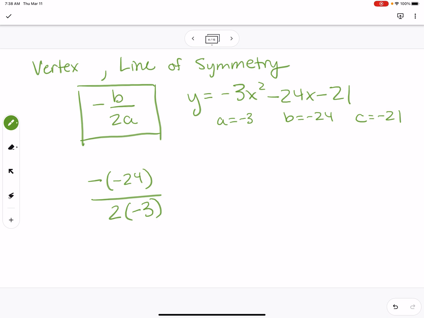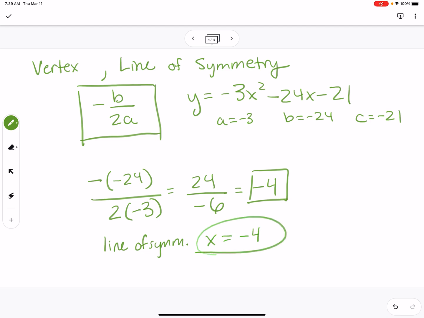All right, now I simplify. So in the top, hopefully you guys are cringing a little bit. We have this double negative. That means that is going to change to positive. And then 2 times negative 3, that would give me negative 6. Now you and I both know this line means division. So now I'm going to do 24 divided by negative 6 to give me negative 4. So this gives me our axis of symmetry value, but we know that we have to write this as an equation. So our line of symmetry would be x equals negative 4. Boom.